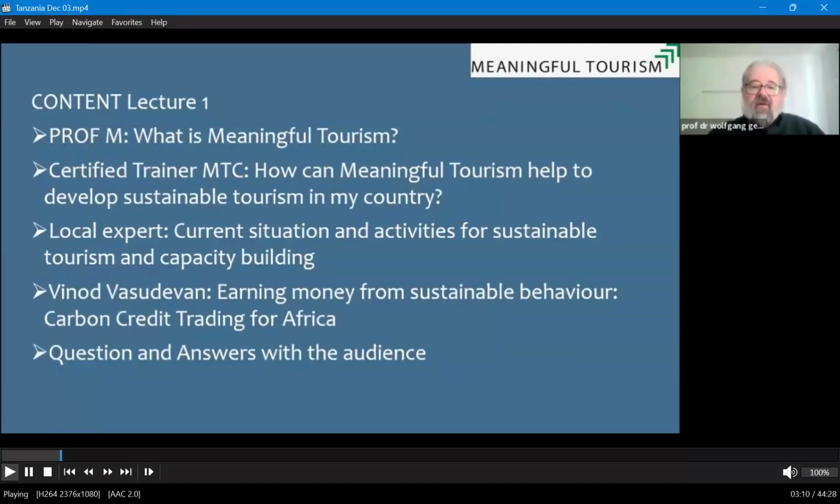And then we have Mr. Vinod Vasudevan from AOI Company, and he will give a good example of how you earn money from sustainable behavior by using carbon credit trading. I also find this an important topic.